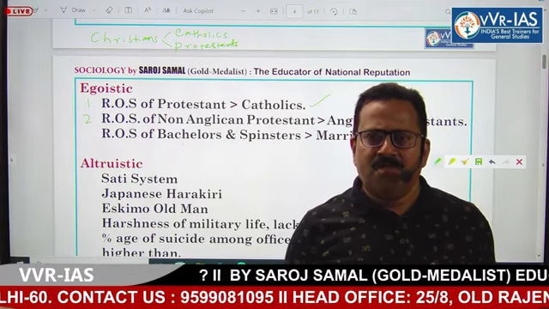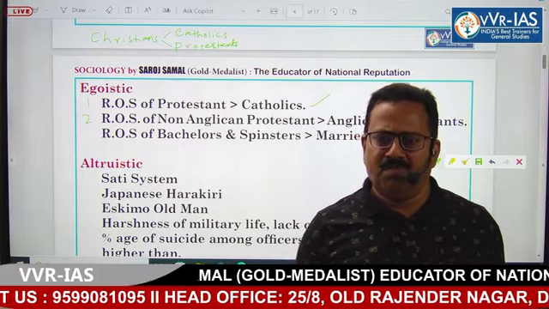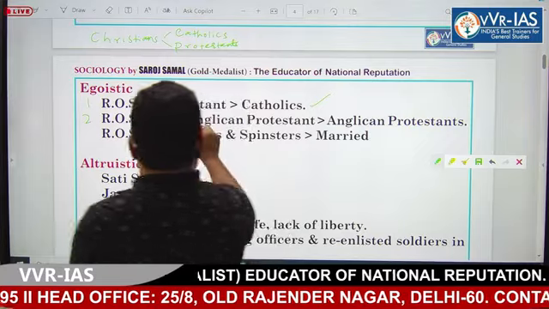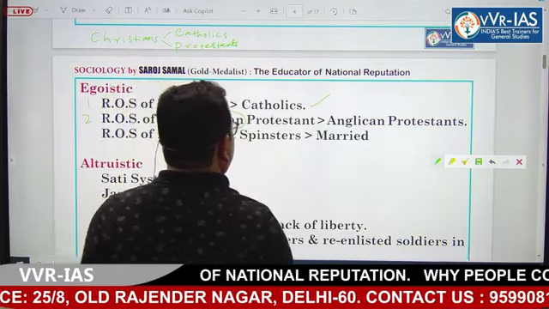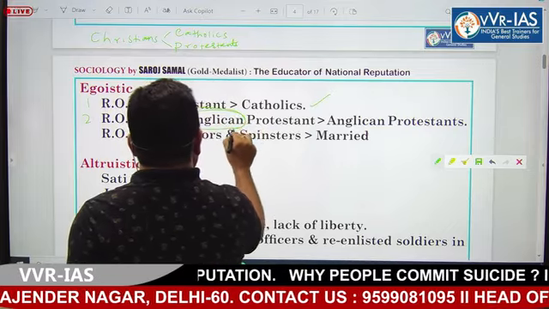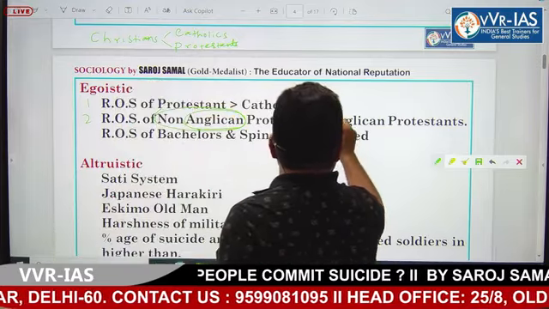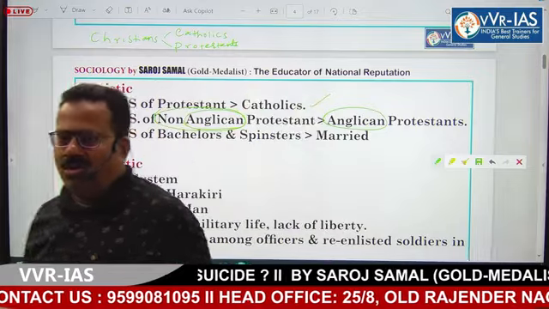Rate of suicide among Anglican Protestant and non-Anglican Protestant. This comparison has been made. What is Anglican Protestant? Anglican means something related with English. English means Britain. Non-Anglican means obviously those who are not having British origin. Anglican means people having British origin.